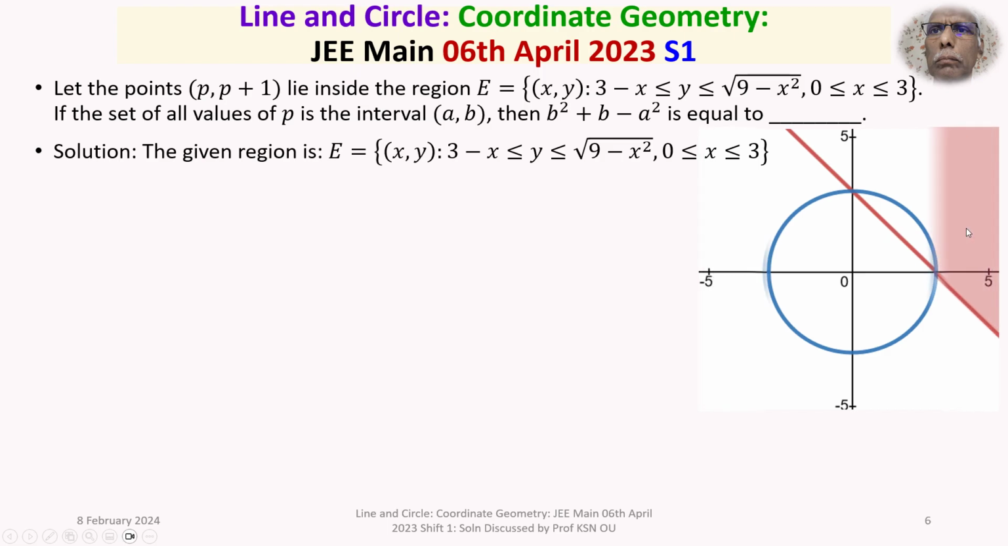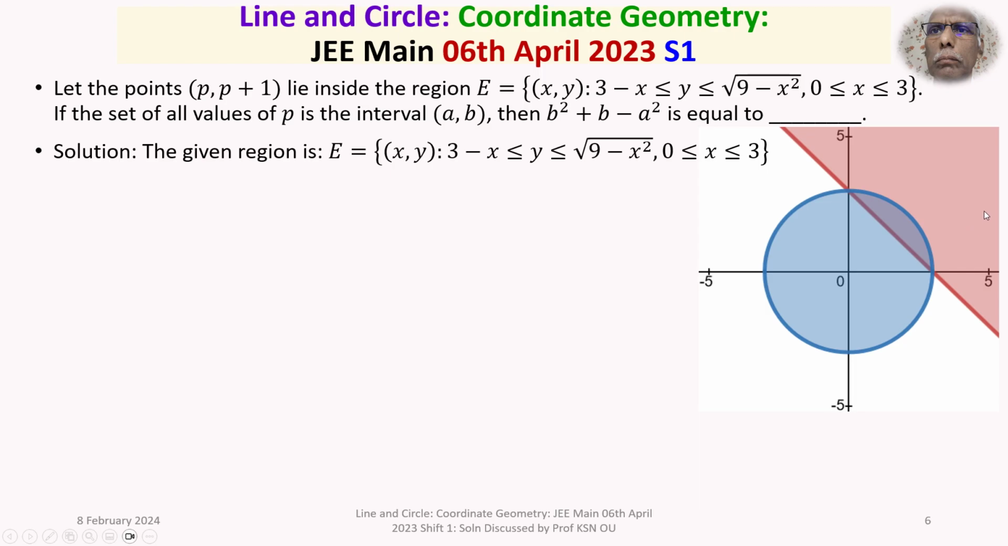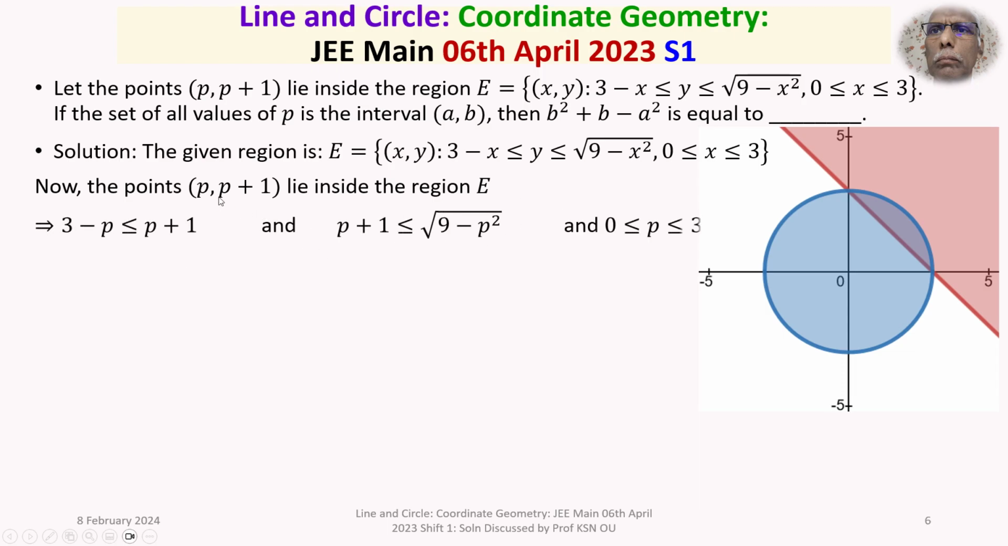And the common portion, that is this one, is the region. So let's see, the common portion is this one. This is the region E. And now it is given that the points (p, p+1) lie inside this region E. That means (p, p+1) will satisfy the inequalities that define the region E.